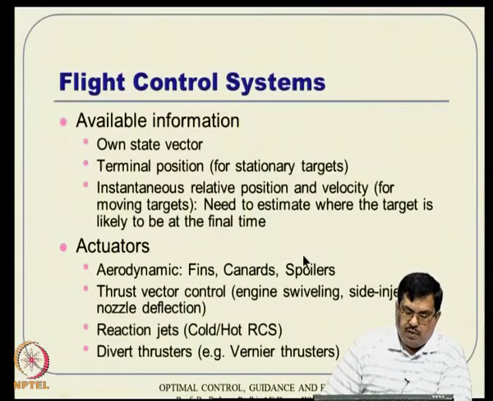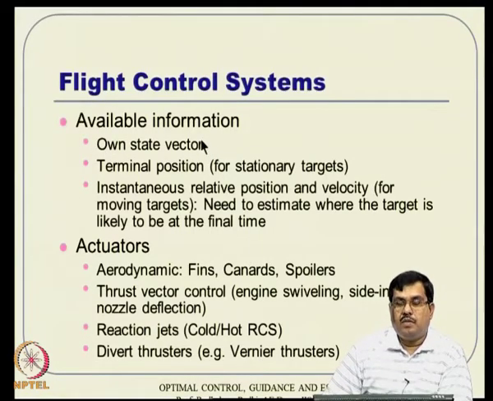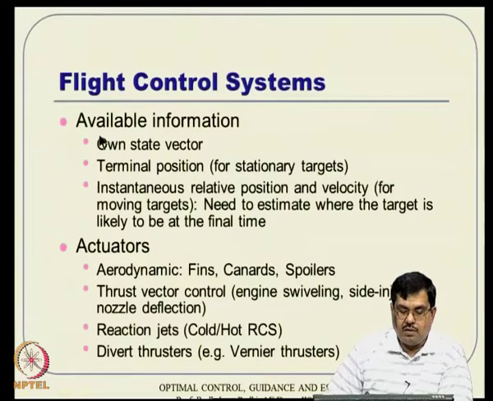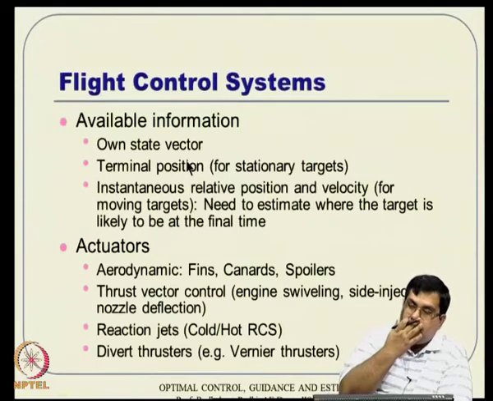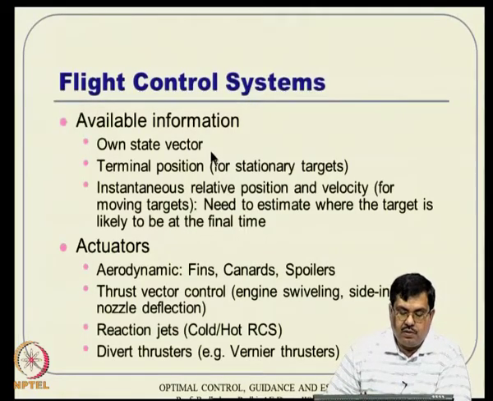Now, it talks about available information. What is the available information? First of all, the own state vector. It is largely through the own rich sensor information. This information is typically very good, because the sensors are very smart these days. Their capability is much higher, and the noise component is almost negligible. So, the own state vector is very reliable, and that is what is available from the INS system, or entirely the navigation system of the vehicle.